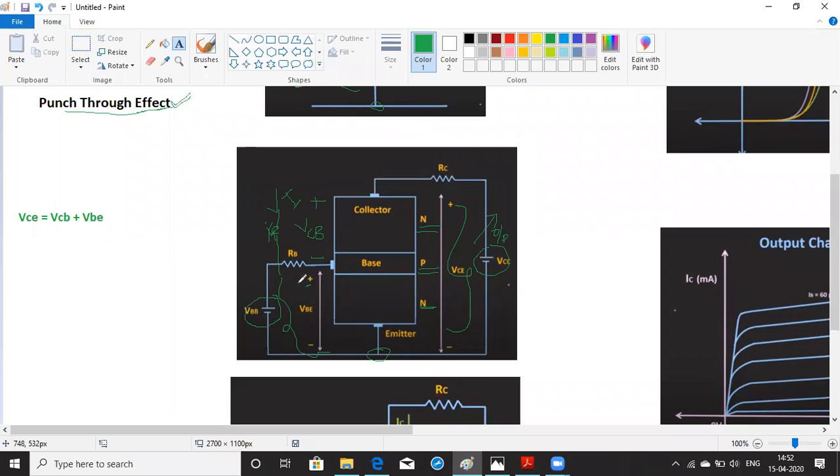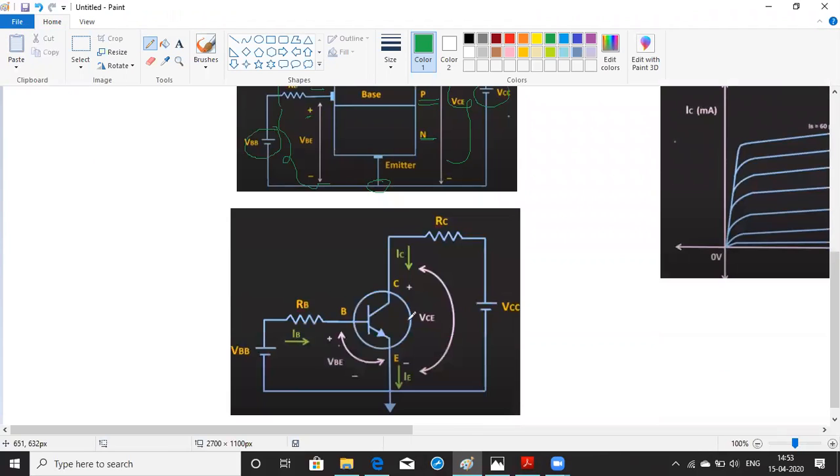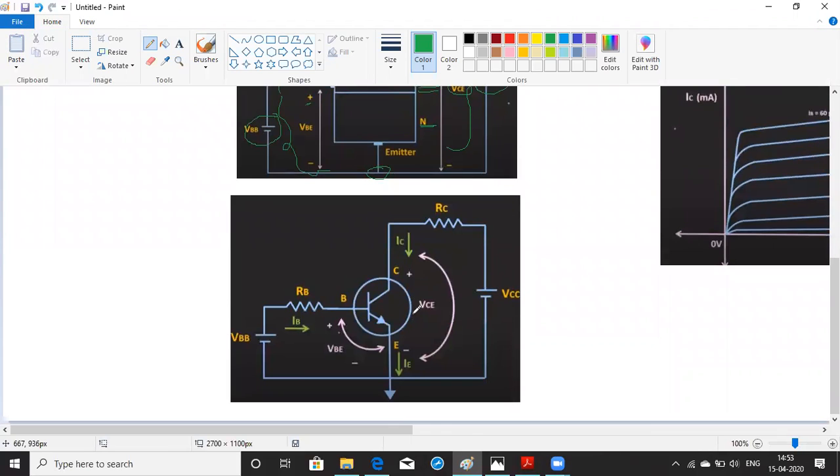Now we need to draw the characteristics. What is the input voltage here? The input voltage is VBE, and the input current is IB. If you see the current direction, this is an NPN transistor. If you draw this as a schematic diagram, it is the same diagram I have drawn here. VBE is the base to emitter voltage, VCE is the collector to emitter voltage, and here we have another voltage called VCB.